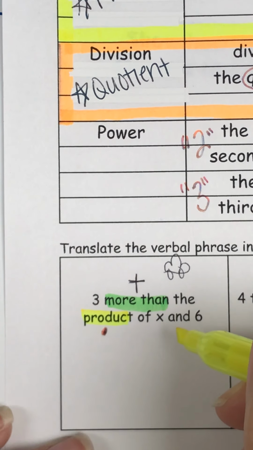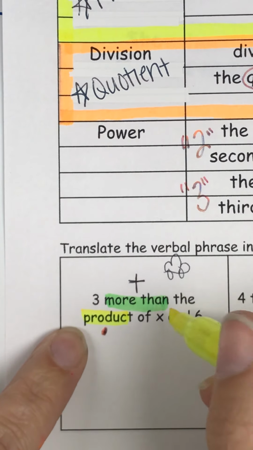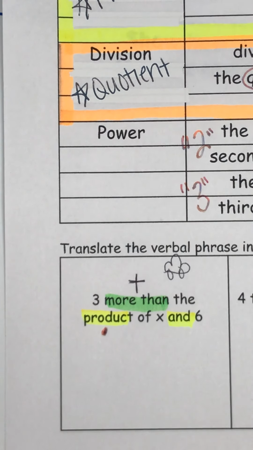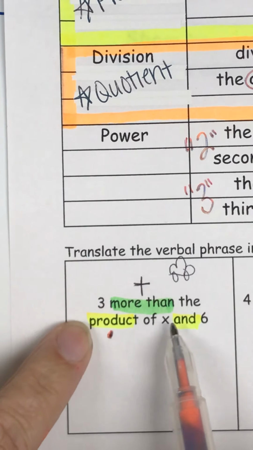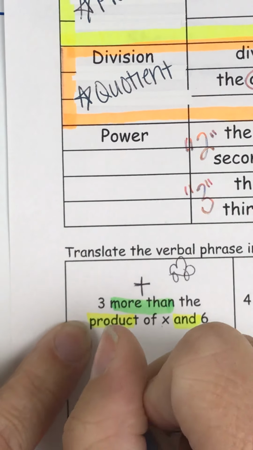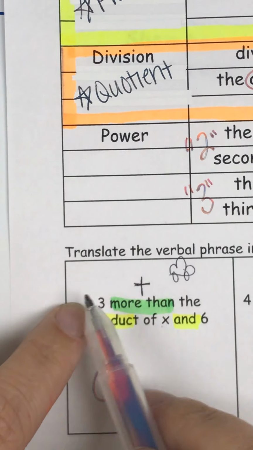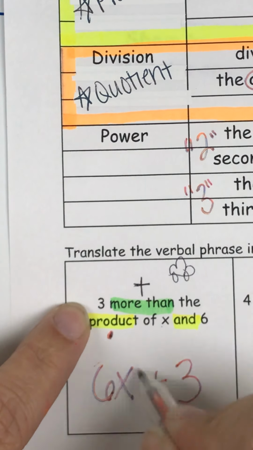And product is the answer to a multiplication problem, and that answer is going to go where the multiplication symbol is going to go, where the "and" is. So since it's a turn it around phrase, we have to do that product first. So 6 times x, or I could write it as 6x, and then I'm going to add 3 to it because it's 3 more than this answer.